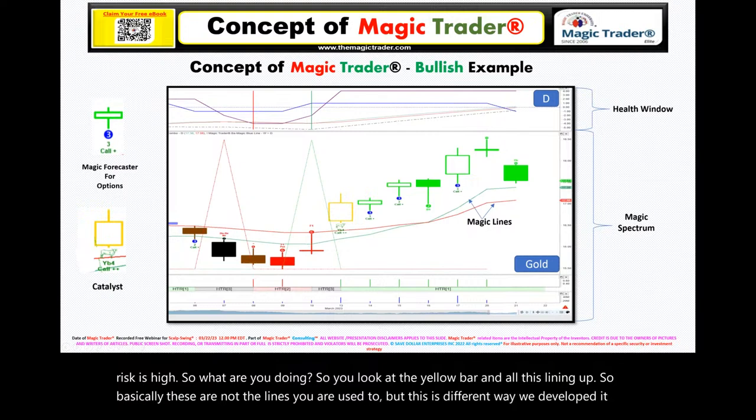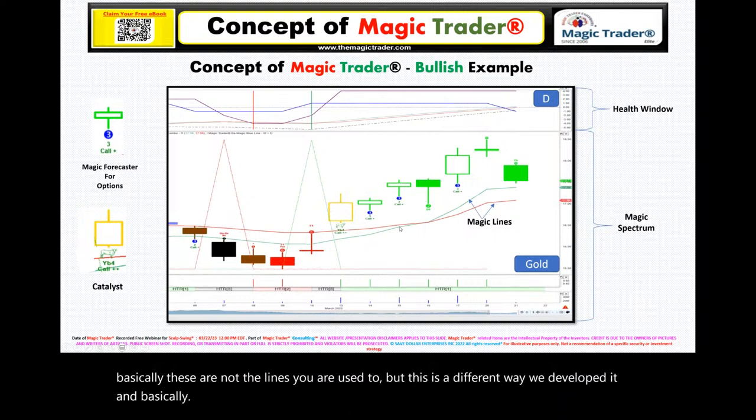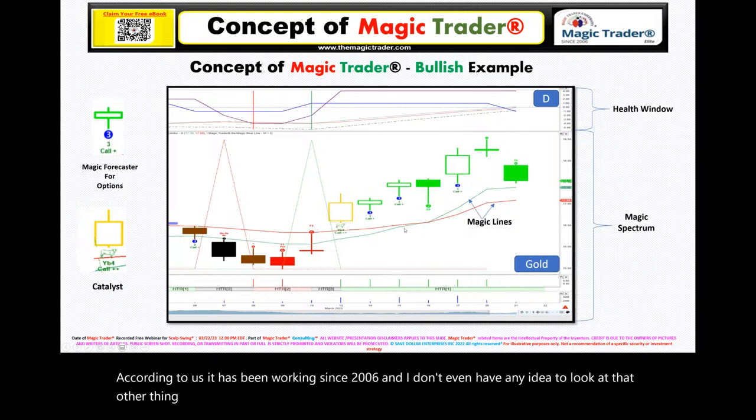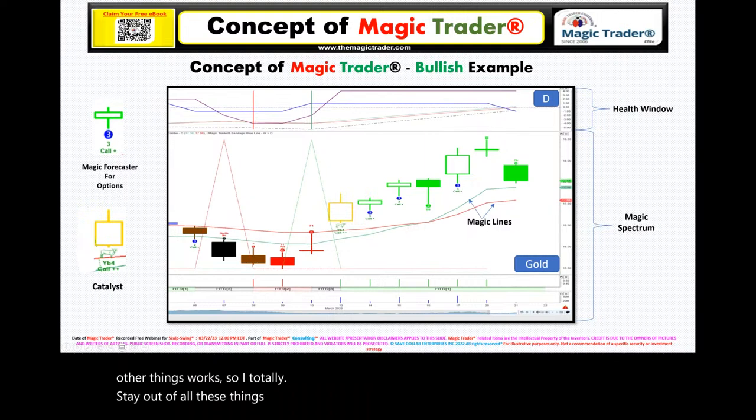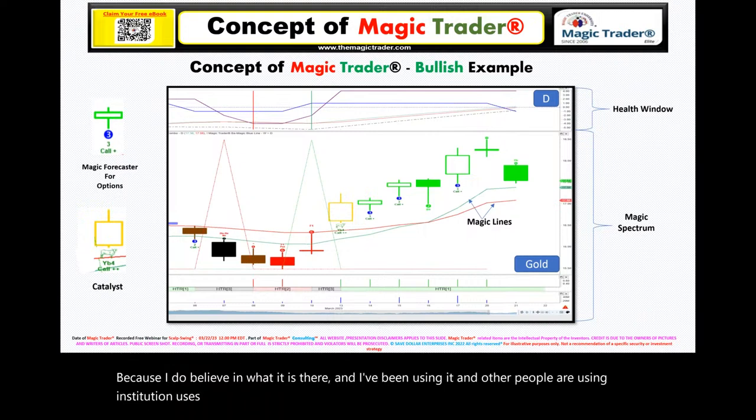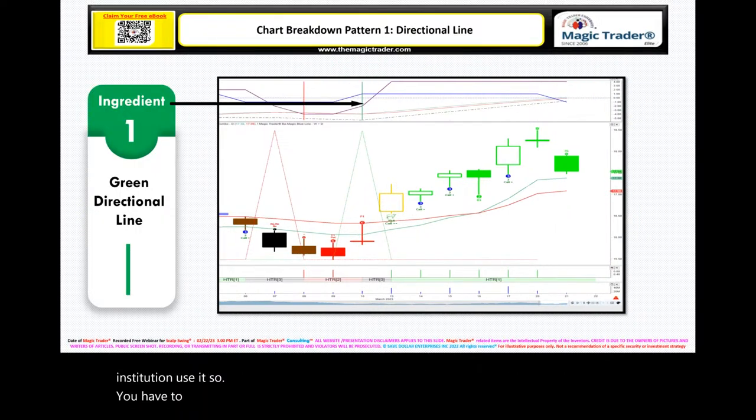And basically, according to us, it has been working since 2006. I don't even have any idea to look at how those other things work. So I totally stay out of all these things because I do believe in what is there. And I've been using it, and other people are using it, institutions use it. So you have to try it. So let's go and talk about the main subject now.